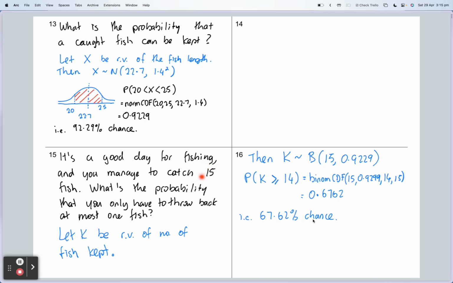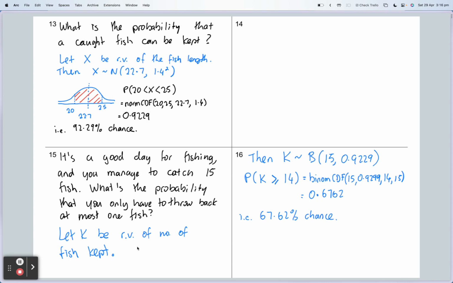And that makes sense because the number of fish I'm catching is countable: 1, 2, 3, 4, 5, up to 15. And this was a continuous random variable because the length of the fish could be any old length. So, they can work together, but you've just got to make sure that you're keeping track of what each of the random variables is describing.